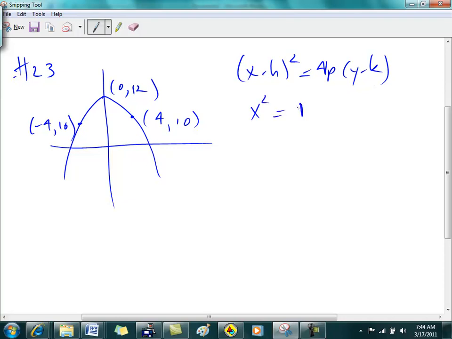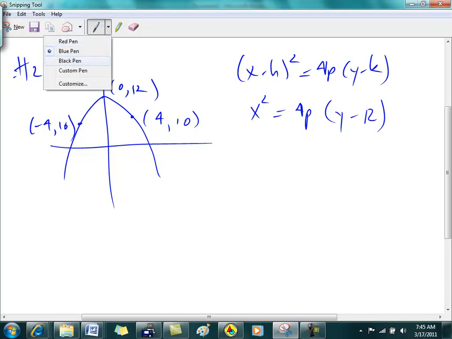So h is 0 and k is 12. Okay. And now what? What are they asking you to do? How wide is the archway at ground level? So at this point here, this width here, okay? But if you look at this equation, this is missing. I don't know what that is. So we need to find that out first. How do you do that?